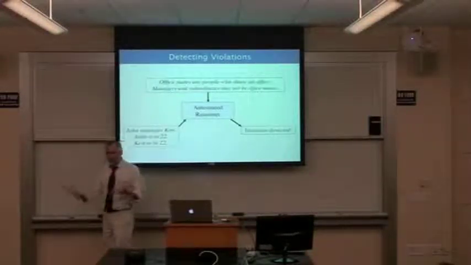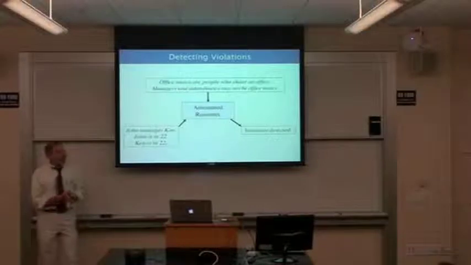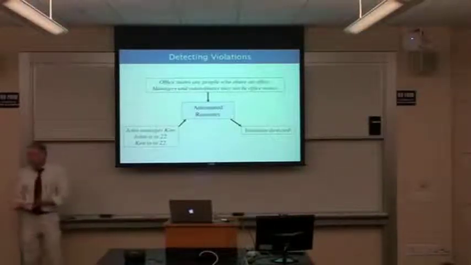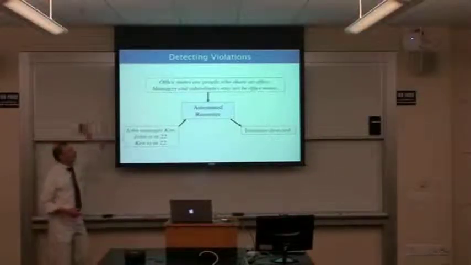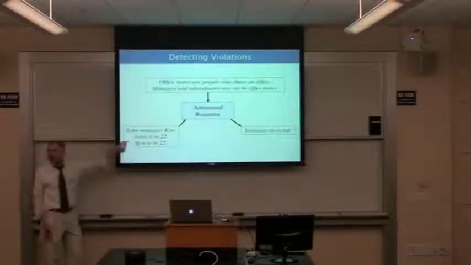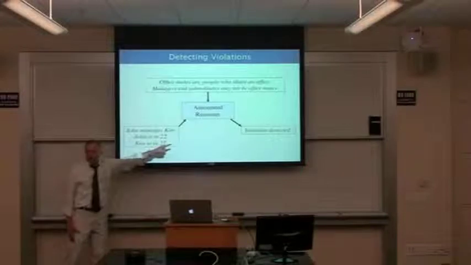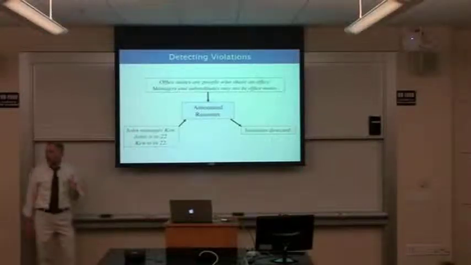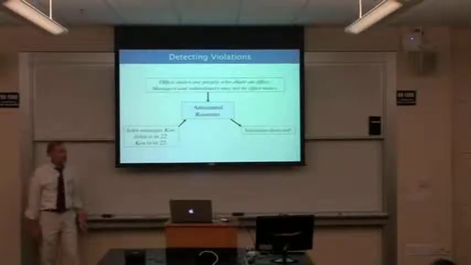So first of all, the most elemental version might be detecting that an illegality exists. You have some data, you have some rules and regulations. John manages Ken, they both are in room 22, therefore there's a violation because you can't have that according to those rules and regulations. And that kind of violation detection can be done automatically.